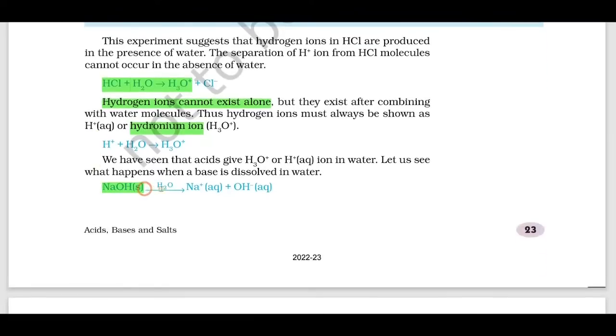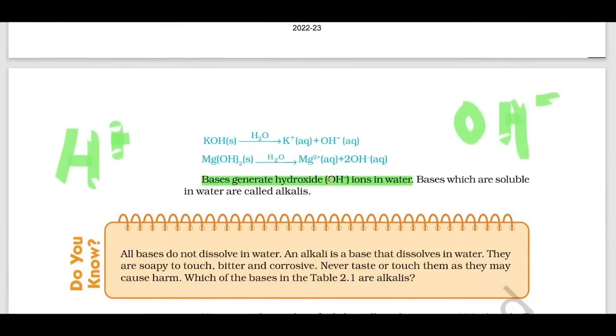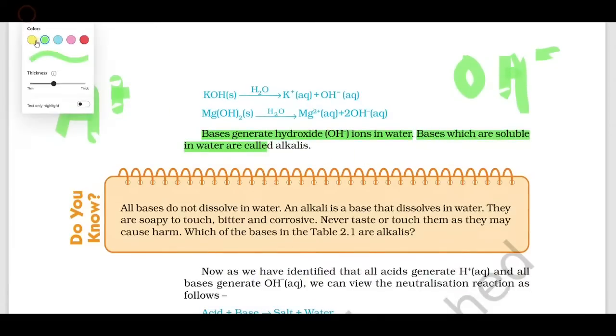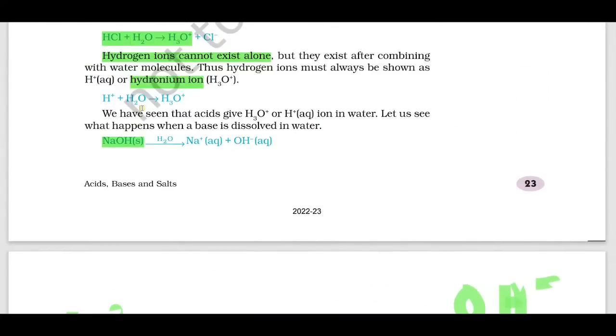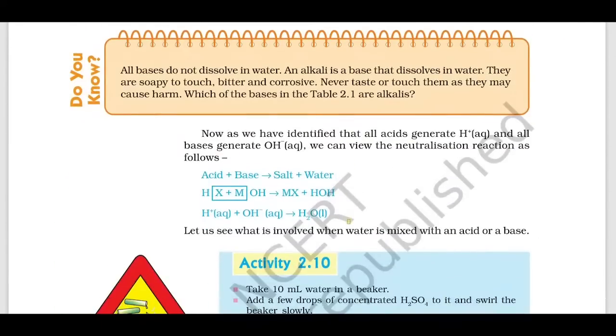Again, NaOH in water gives Na plus and OH minus. That means all bases have hydroxide ions in common. The bases which are soluble in water are called alkalis. This question has been asked in preparatory. What are alkalis? Alkalis are the bases which are soluble in water. Definitions of hydronium ion and alkalis are important.